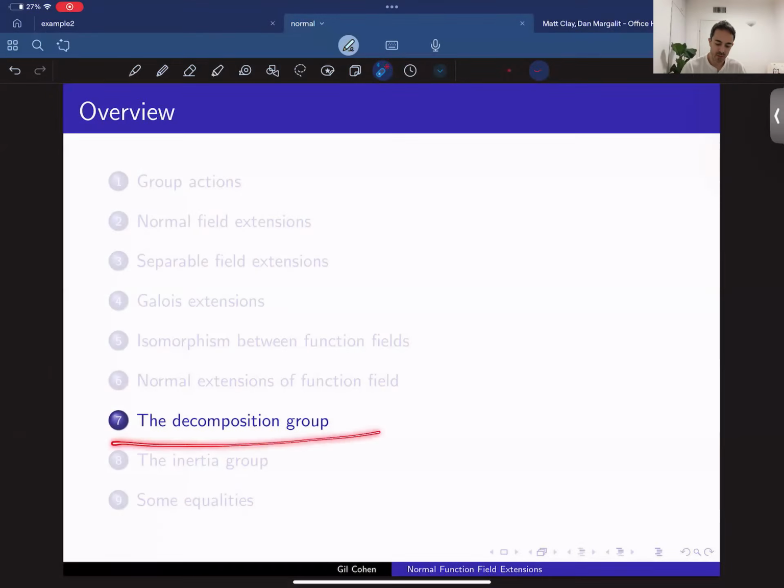So hi everyone, in this video we are going to talk about the decomposition group. You'll see exactly what that is, and we are going to prove one quite technical lemma or theorem that tells us that in a normal function field extension, the residue fields are always normal. Okay, so we are talking about this part, the decomposition group.